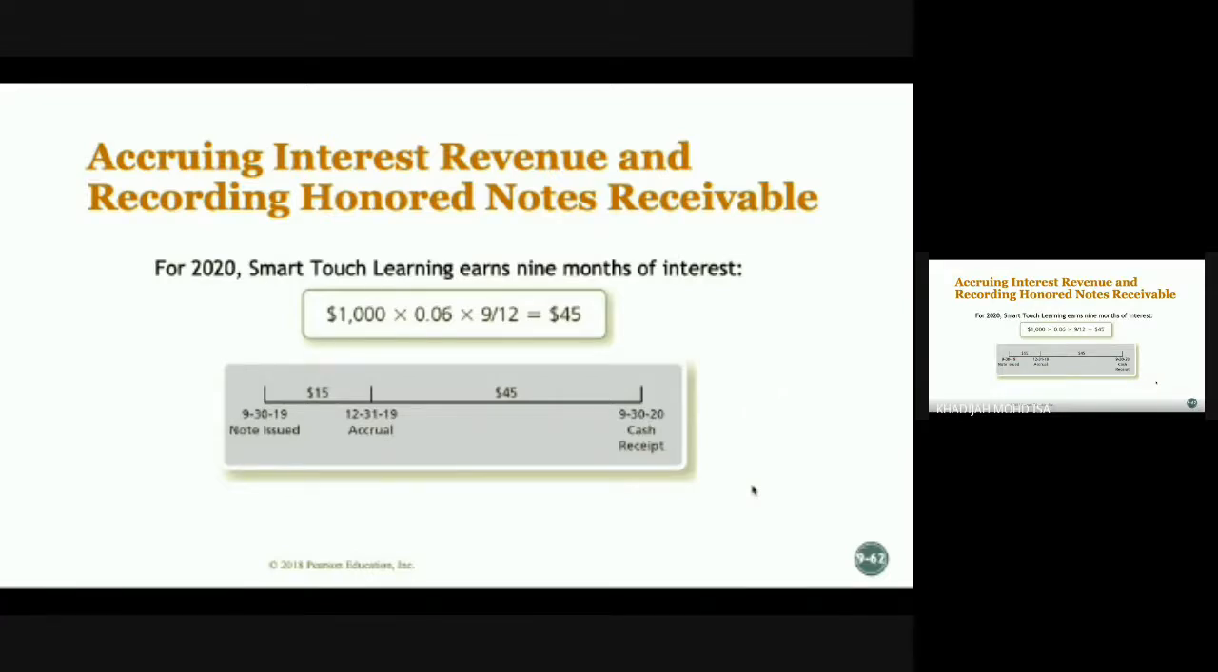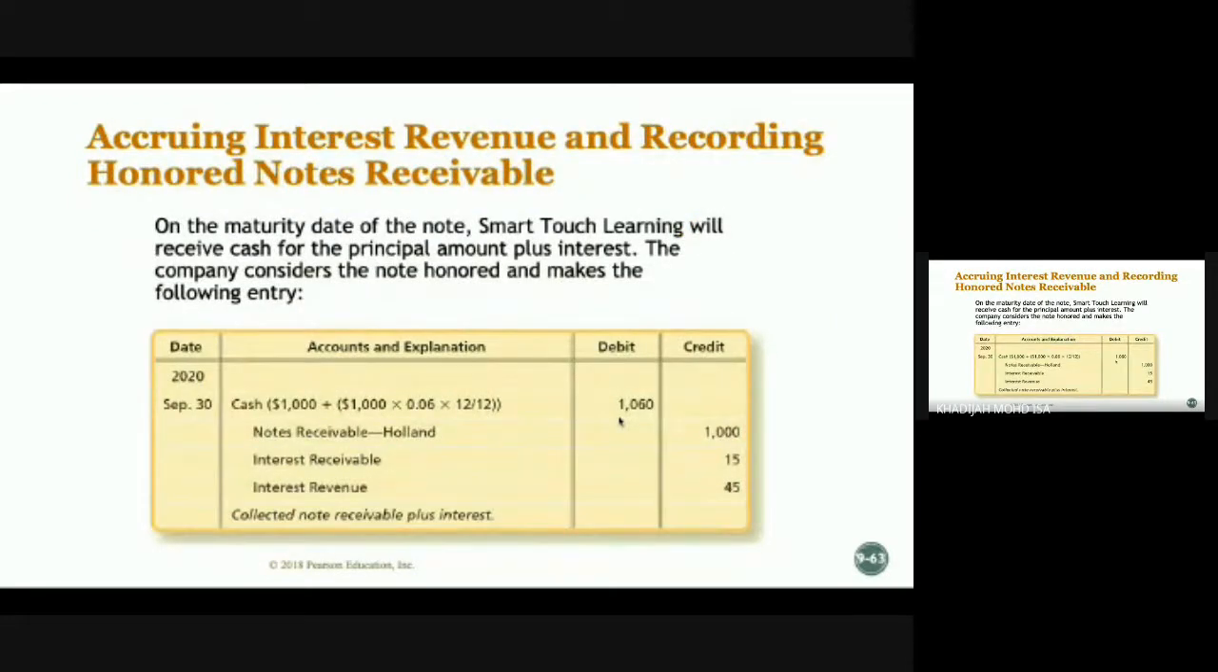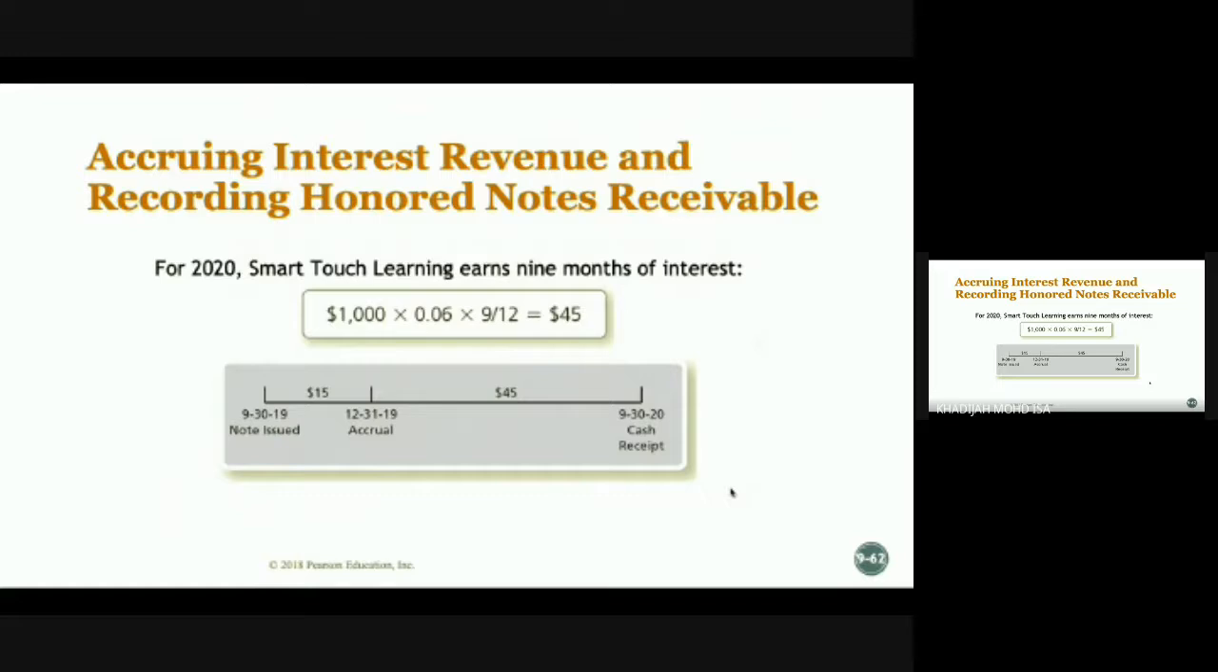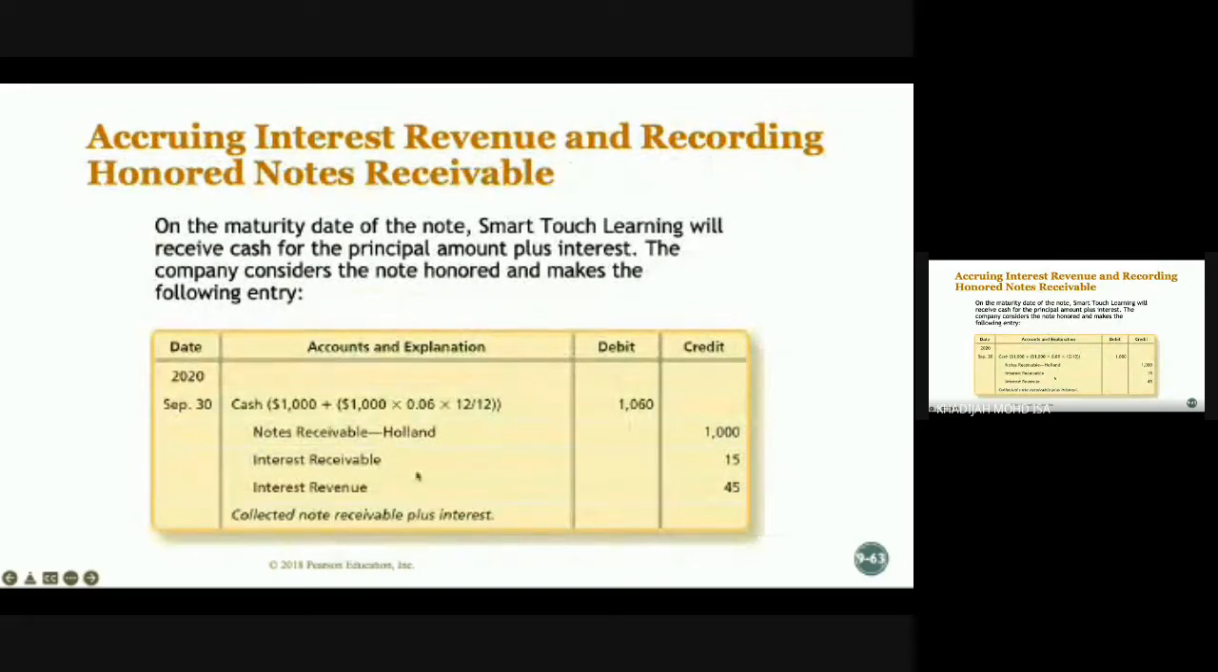Honored notes receivable. If you earn 9 months of interest, then you have 15 and the balance of 45, which is for the following year. How do you record honored notes receivable? Note receivable is 1,000, interest receivable is 15, interest revenue is 45. How do you get that 45? You have interest receivable 15, and 45, so you credit your interest revenue.